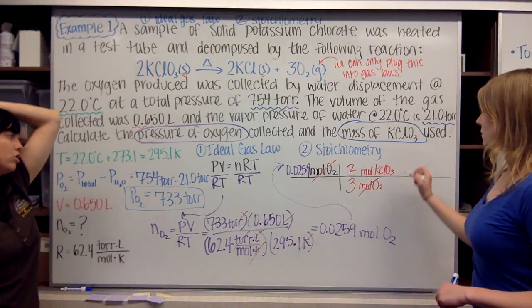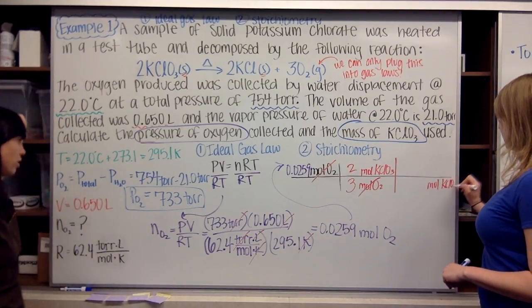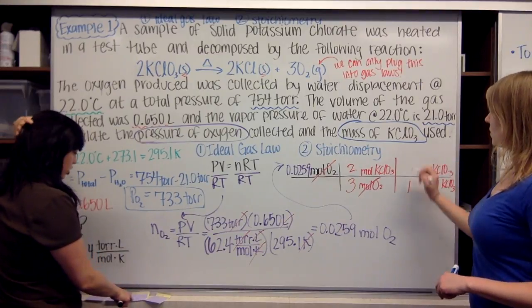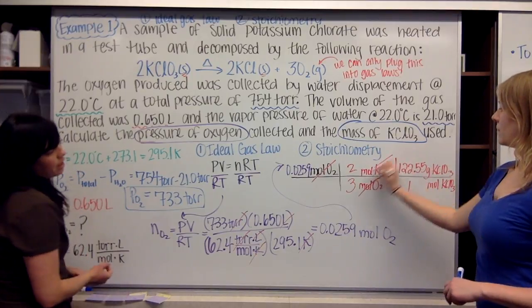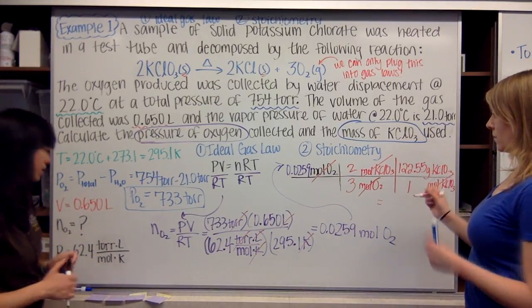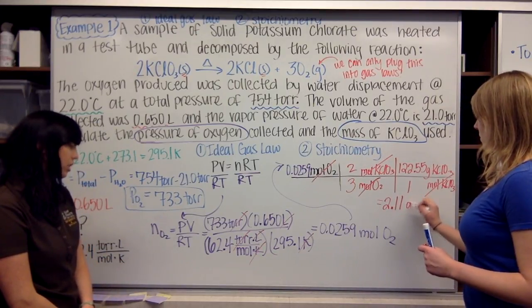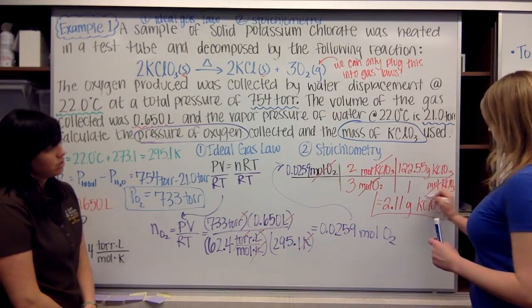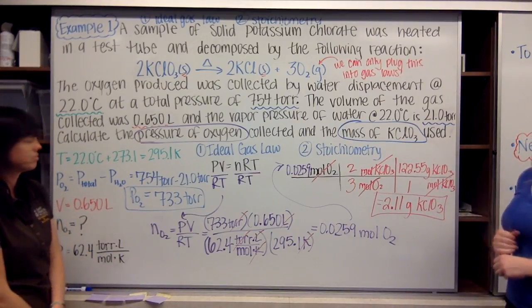Then I am going to change moles of potassium chlorate to mass. For every 1 mole of potassium chlorate, I have 122.55 grams. Okay? And that gives me grams of potassium chlorate, which is 2.11 grams potassium chlorate. So that is the mass of potassium chlorate that was used.